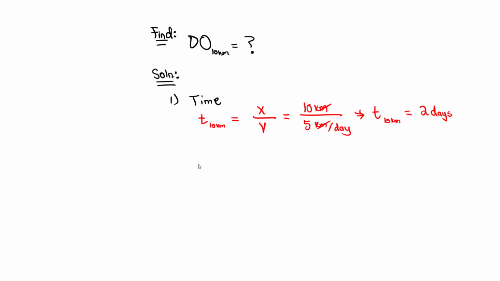So now, step number 2 is the tricky step, where we need to actually determine the initial dissolved oxygen deficit in the mixing zone. So we'll call that step number 2, and this is finding initial dissolved oxygen deficit in mixing zone.